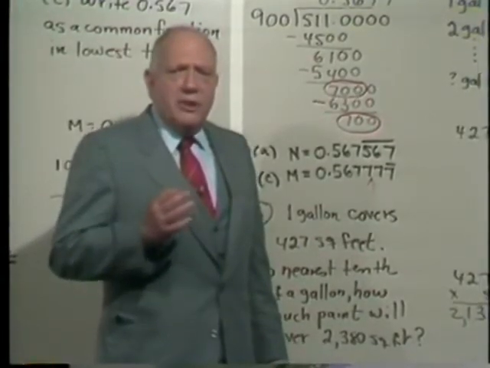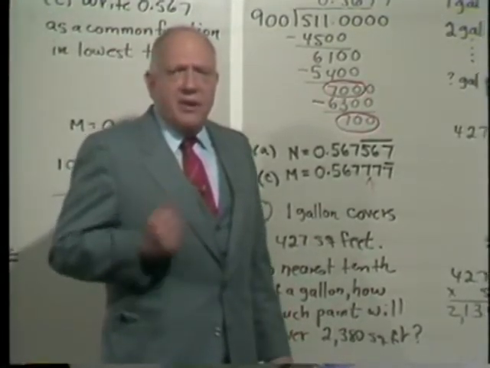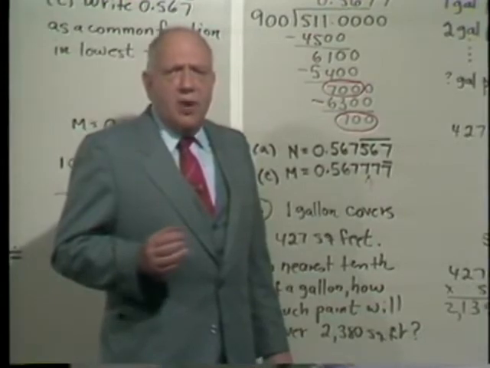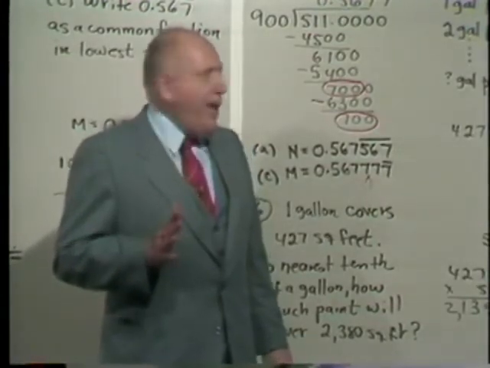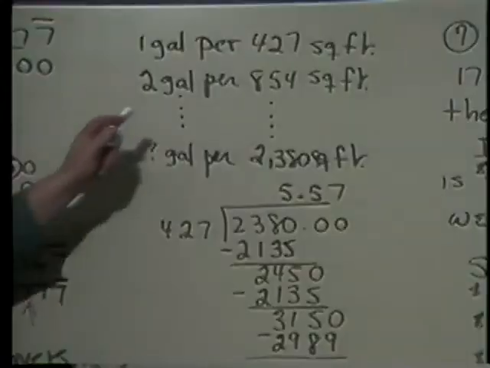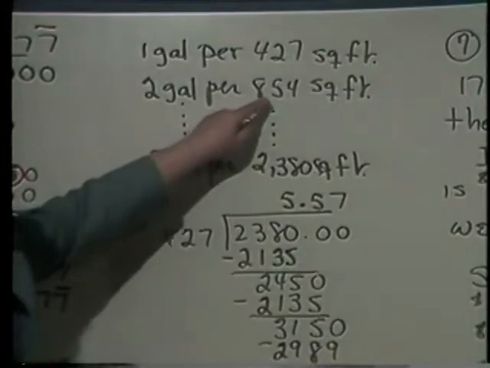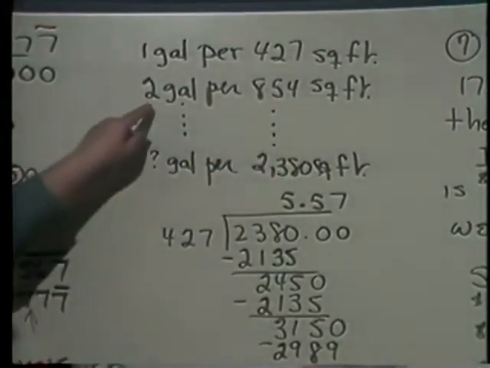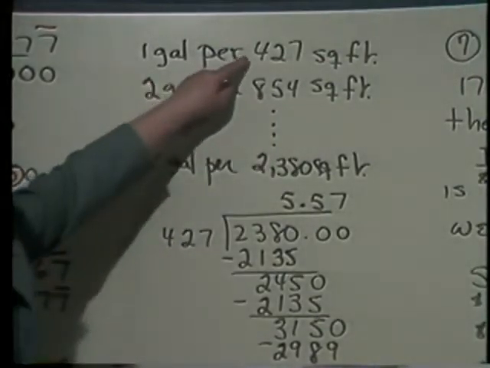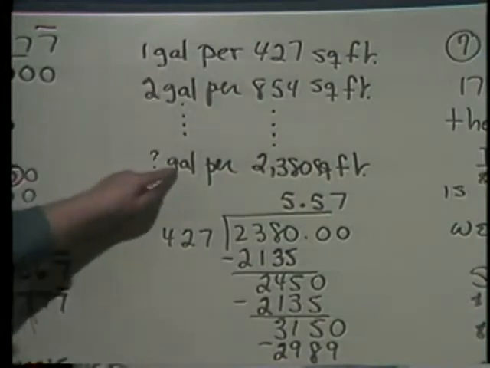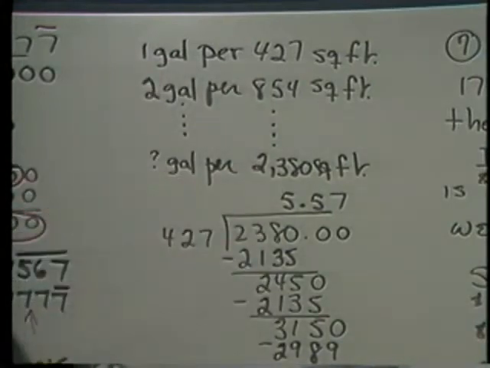I threw this wording in on purpose to show you that if you understand what you're doing, you don't even have to know what the label means. We haven't studied area yet in this course. You might not even know what square feet means. But you don't have to. What you do know is what? Whatever square feet are, 1 gallon covers 427 of them. So 2 gallons would cover 854 of them. See? In other words, every gallon covers another 427. The problem says, how many gallons will it take to cover 2,380 of them?